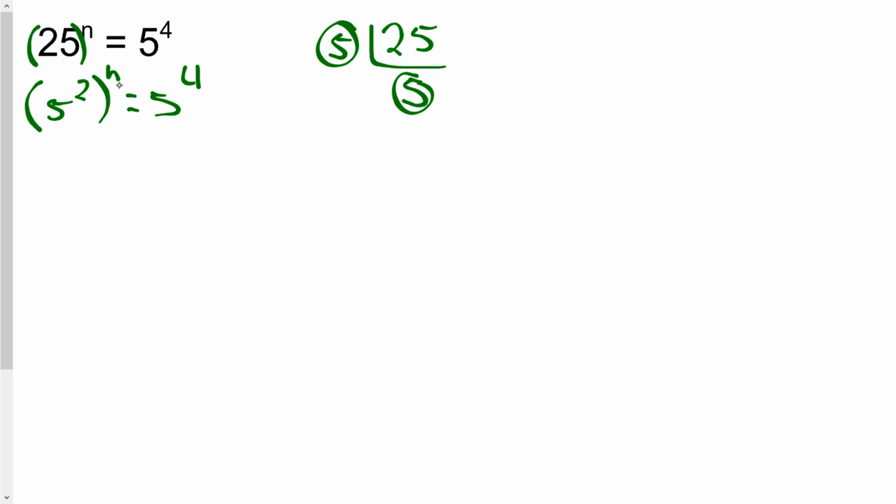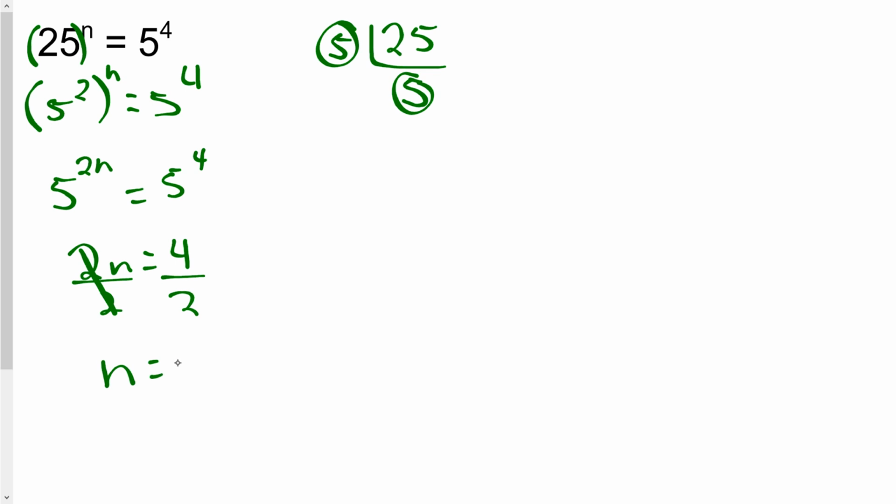Again, I've got a multiplication rule here. 5 squared raised to the power of n is going to be 5 to the 2n equals 5 to the 4. My bases are the same, so 2n equals 4. Divide both sides by 2. Gives me n equals 2.